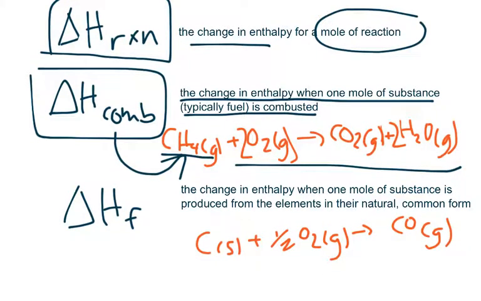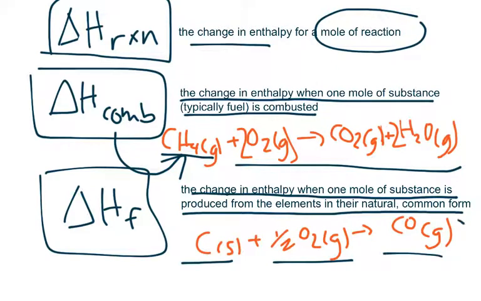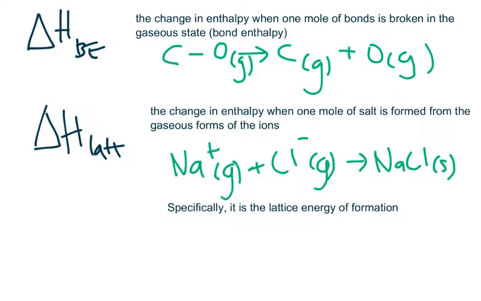Now the delta H of formation is a change in enthalpy when 1 mole of substance is formed from the elements in their natural common form. So in this example, carbon and O2 gas, which is naturally found in nature, combine in a stoichiometric ratio to form CO gas, and notice it's 1 mole of it. Now let's move on to 2 more types.